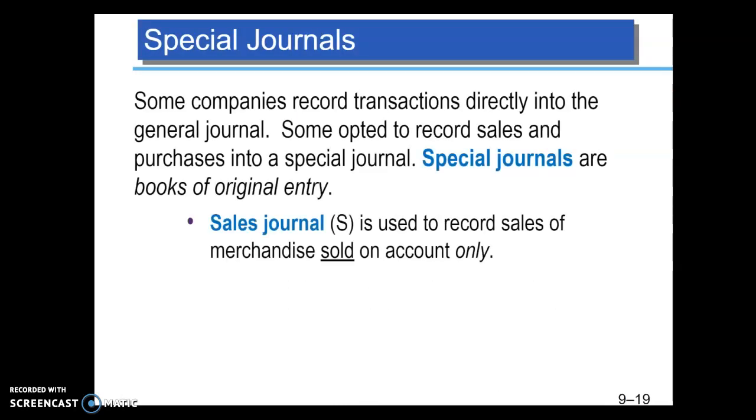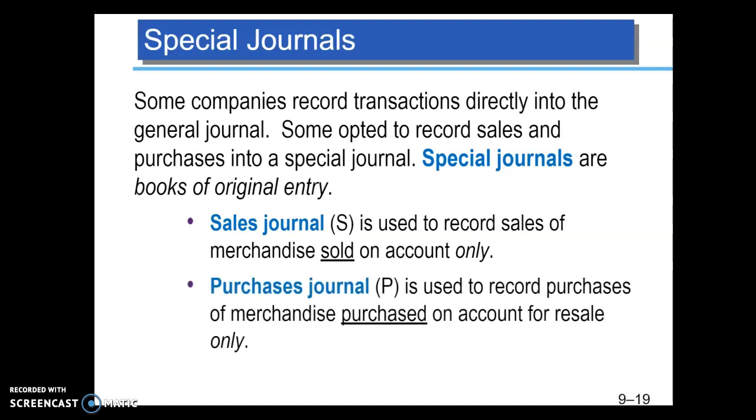So again, we're working on our special journals. Yesterday, you guys learned about the sales journal. Today, we're going to practice the purchases journal. So kind of take a look at this. Sales journal is merchandise sold on account only. Purchases is to record the purchase of merchandise. Okay, so if you were to buy supplies for your store, you wouldn't be able to use your purchases journal. Okay, it is only for merchandise purchased on account.